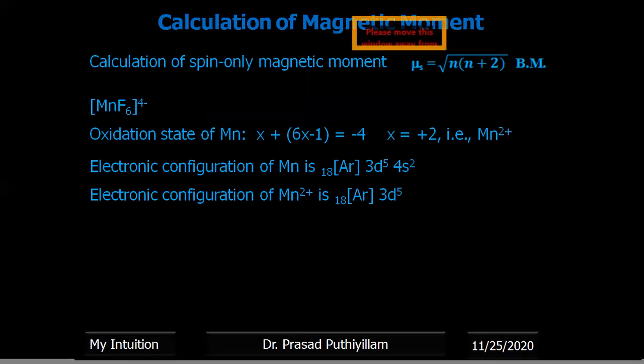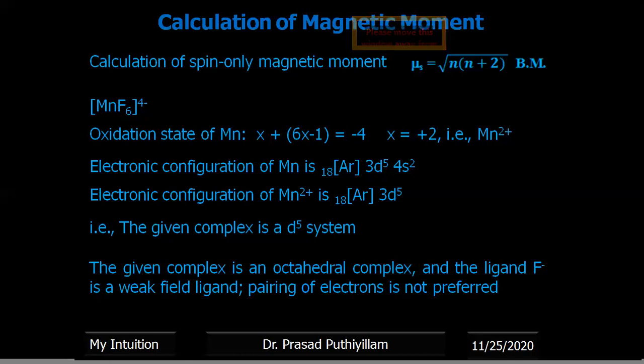3d5 means it is a d5 system. So the given complex is a d5 system. Now, look at the nature of the ligand as well as whether it is a tetrahedral or octahedral complex. We know that 6 ligands are there, therefore it is an octahedral complex. And F minus, a halide, is a weak field ligand. Therefore the given complex is octahedral and the ligand F minus is a weak field ligand.